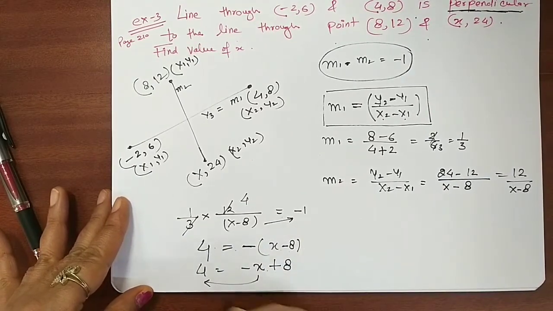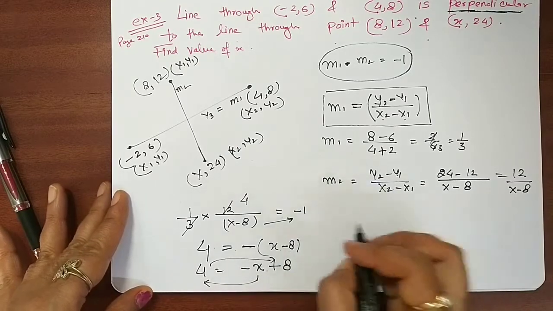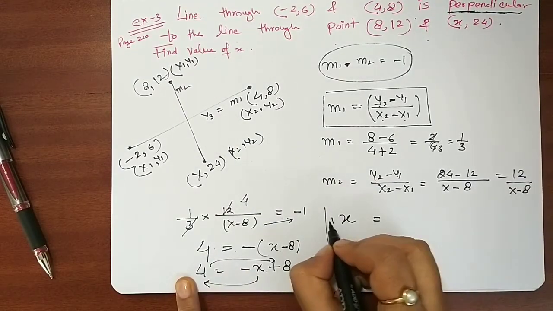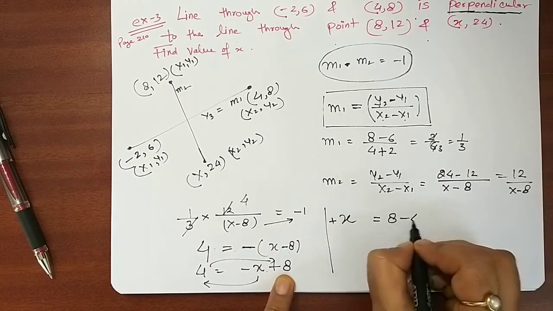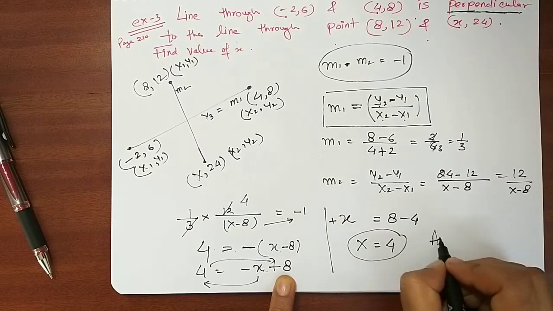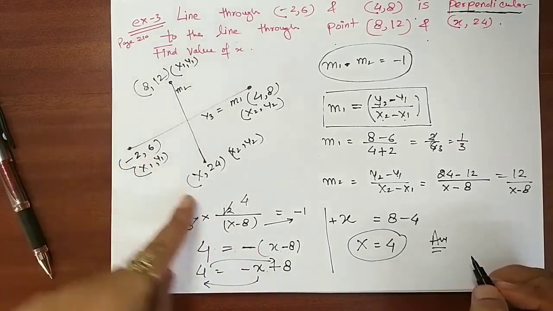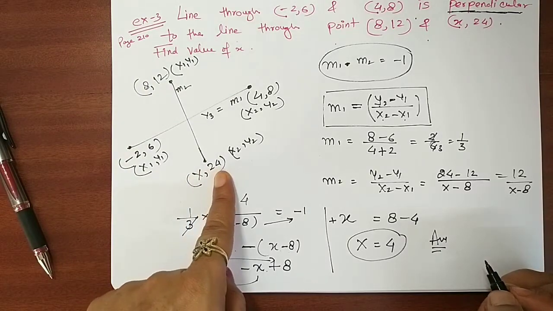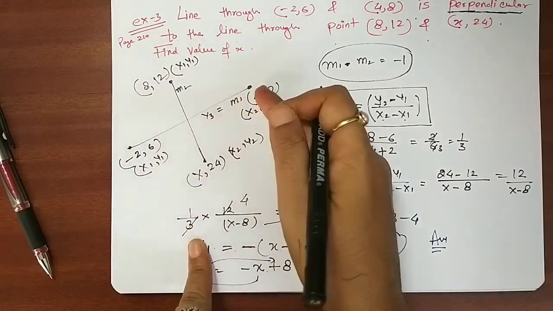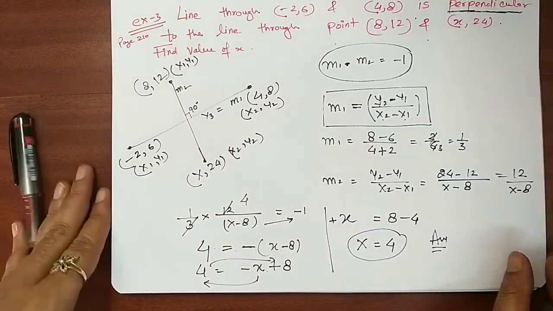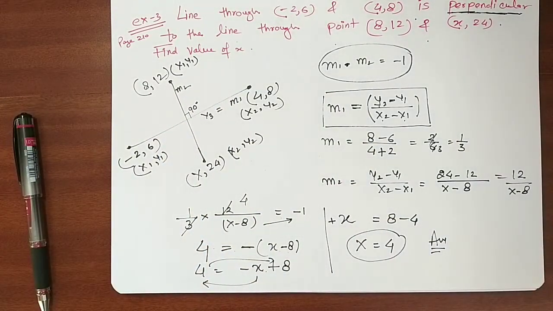So I am bringing 8x here and 4 there. So it will become, x will become plus here, this side plus x, and this is 8 minus 4. So x I am getting 4. This is my answer. So this point for this line should be 4 comma 24 for these two lines to be perpendicular at an angle of 90 degree. Okay, this was example 3, guys.